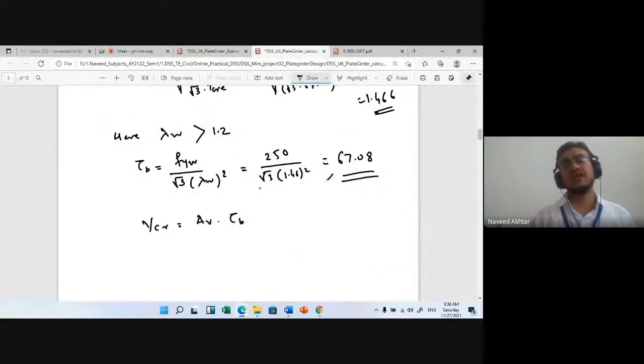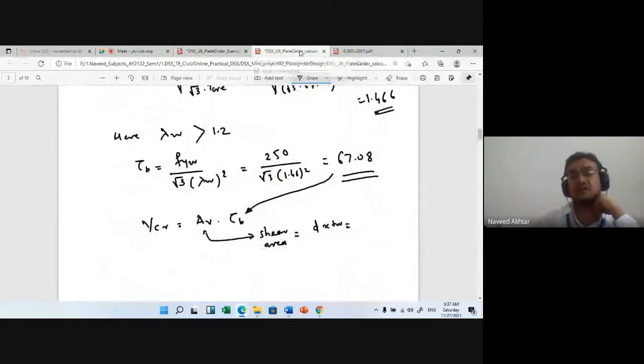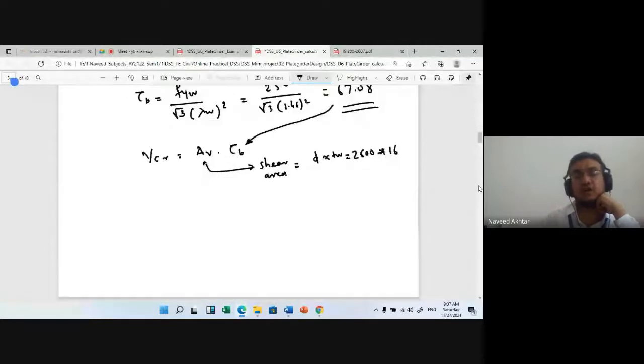Tau B we have calculated from the simple post critical method. Now AV, you know, AV is the shear area. Shear area is nothing but D into TW. So what is our D? That is 2600. And TW, the thickness of the web, is 16 mm. So I will write down all the values here. D is 2600, TW is 16.